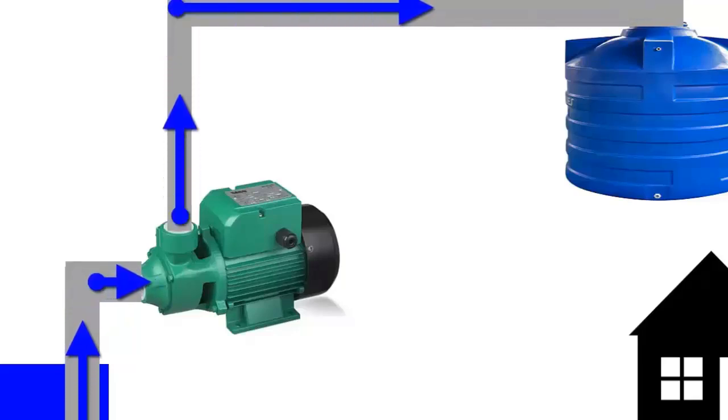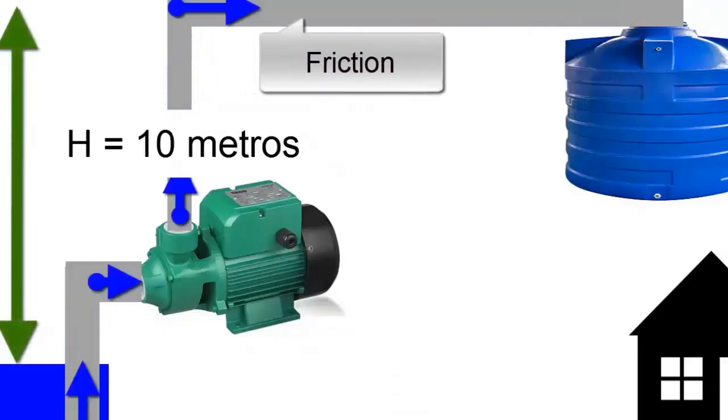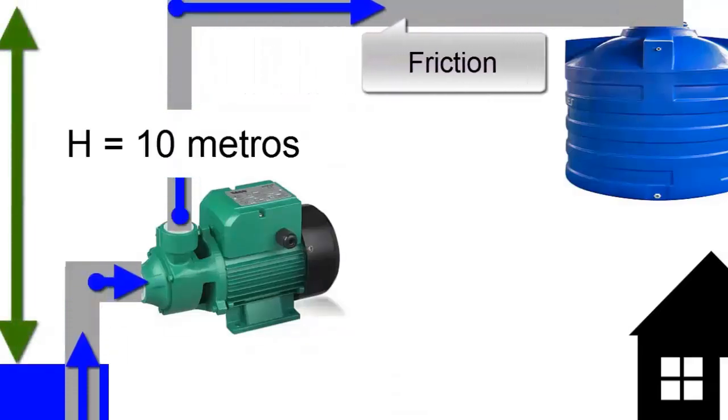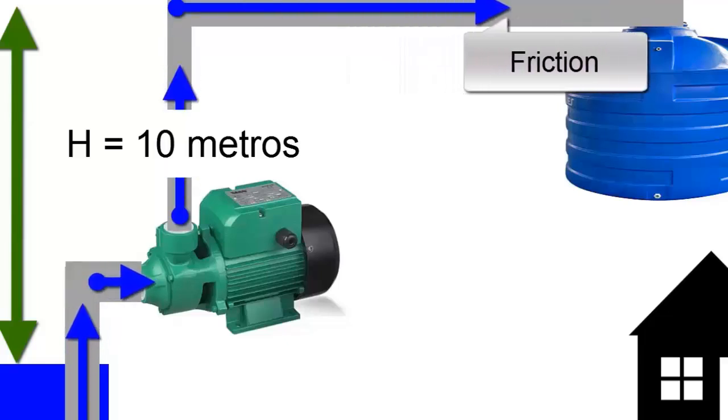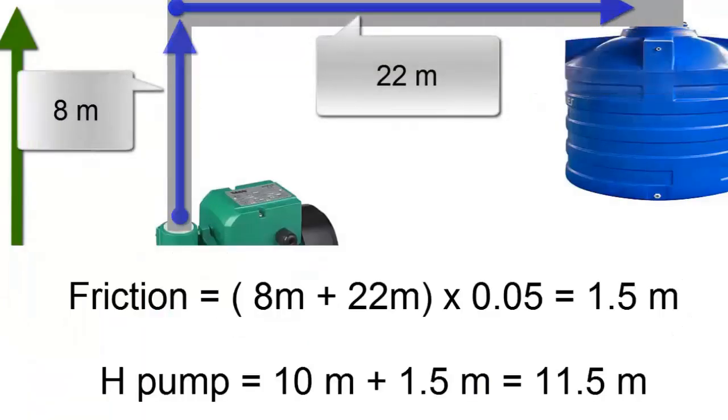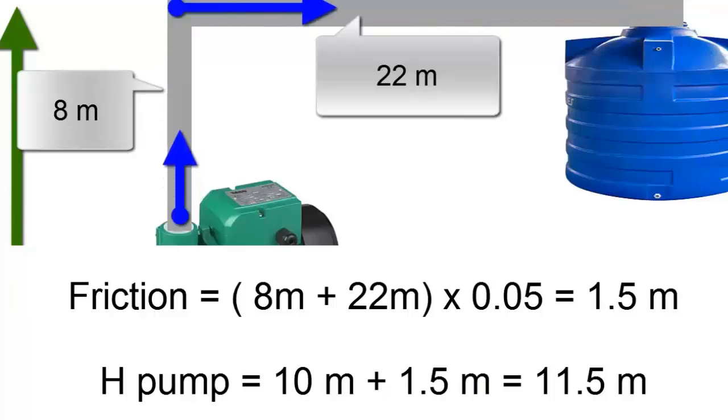6. Total head, manometric height. This is the sum of the geometric height, the elevation difference between the cistern and the elevated tank, and the head losses in pipes and accessories. Add the total pipe lengths, then calculate 5% of this value to approximate the friction losses. The total head required by the pump is the sum of the elevation difference between the cistern and the tank plus the friction losses in the pipes. This provides the following value.